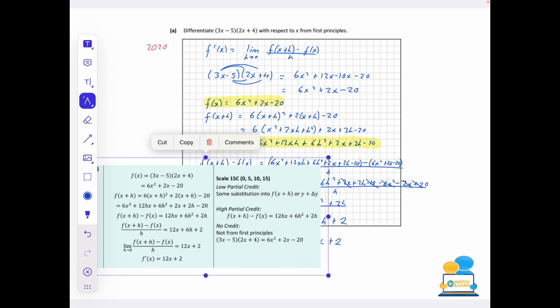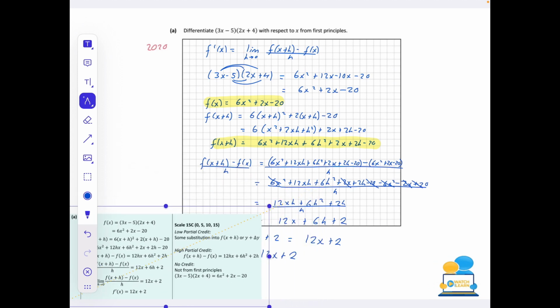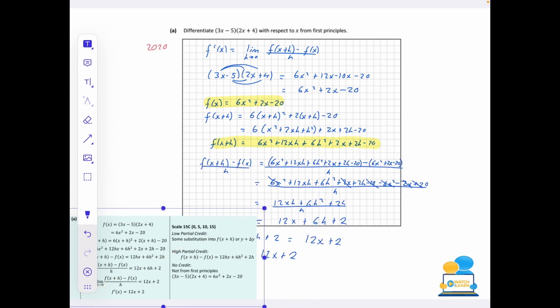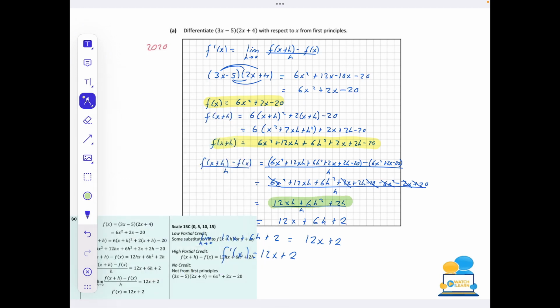Okay, so again, look at the marking scheme. 15 marks as well. So to get 5 marks, you need some substitution into f of x plus h. To get your high partial credit, so if you get 10 marks for getting down as far as, where do we have that now? So this line here will get you your 10 out of 15 marks, okay, which is quite a lot.